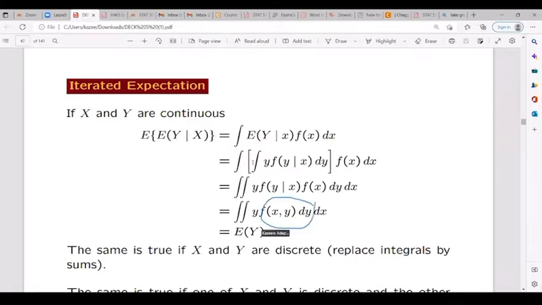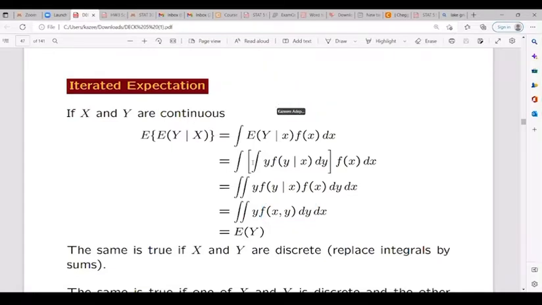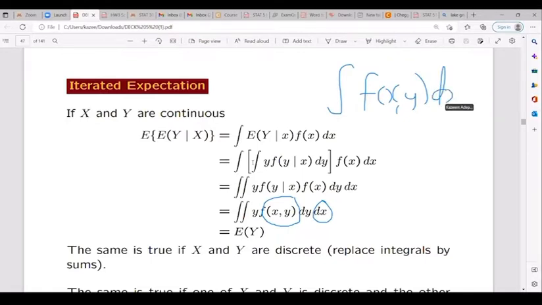When you take one integral of f of x y dy, what are you going to get? That means you want to get f of x. And when you take one integral of f of x y dx, what is it going to give? F of y, right?